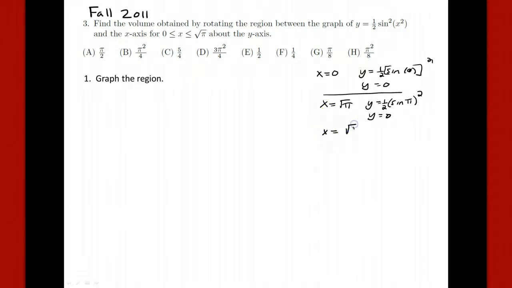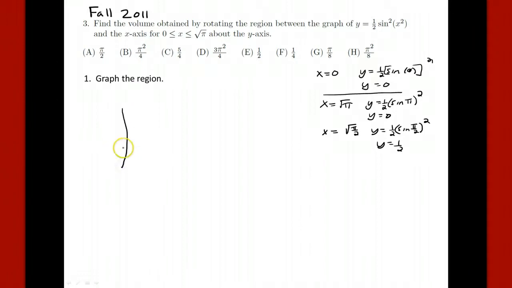We can take some value to take a guess. If we have the square root of pi over 2, that'd be a good one to choose, where y would be 1/2 the sine of pi over 2 quantity squared, and the sine of pi over 2 is 1, so y is 1/2. And it's going to be like a maximum. It's going to grow like sine grows, and the fact that it squares changes the concavity of it, but it doesn't change the general shape.